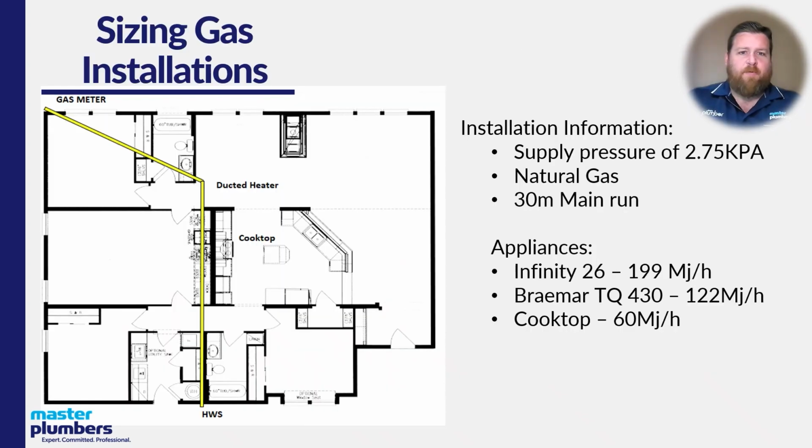On the next slide, we're going to be looking at our gas installation. Now, this installation has a supply pressure of 2.75 kPa. It's natural gas, has a 30-metre main run. It has an instantaneous water heater, a ducted heater, and a cooktop.